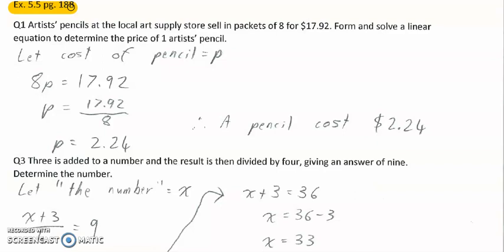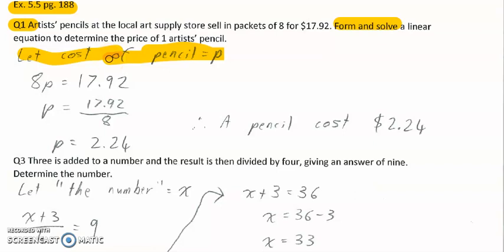So, question 1. Artists' pencils at the local art supply store sell in packets of 8 for $17.92. Form and solve a linear equation to determine the price of one artist's pencil. So what this question is asking you to do is create an equation for this situation and then solve it. So the first thing I did was define my variable. So I'm saying let the cost of a pencil equal the letter P.